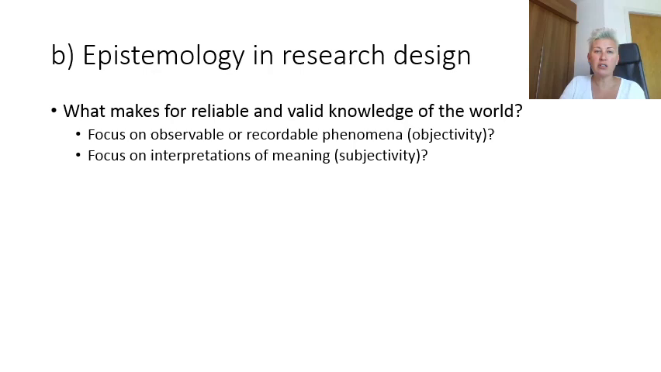Once we've established our ontological position, we can then think about what our epistemological position is going to be. And epistemology is about what makes for valid and reliable knowledge of the world. So once we've established what our ontological position is and what we think exists, what would then make for valid and reliable knowledge about that world?